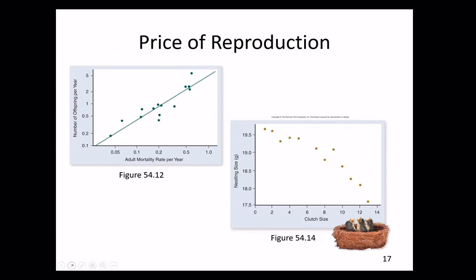Well, an example is shown here in birds, in which we are considering the number of offspring produced each year against the adult mortality rate. In other words, how fit are the animals? As you look, as the number of offspring produced each year increases, there's an increase in the mortality rate, which means a lower fitness. Well, why is that? We can talk about a couple of different ways.